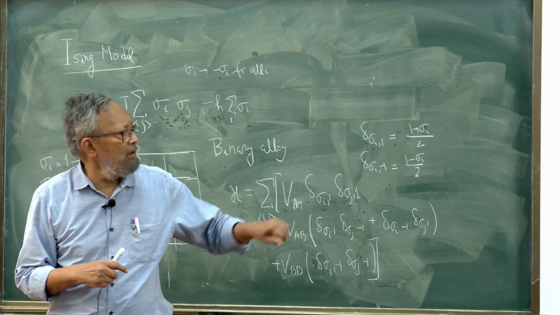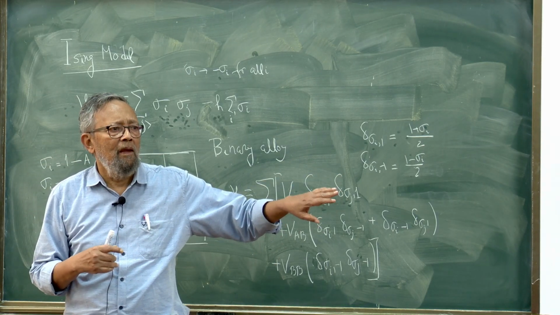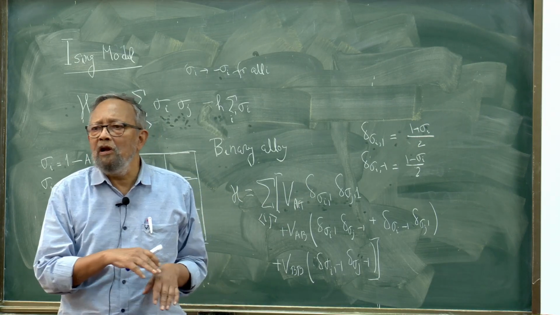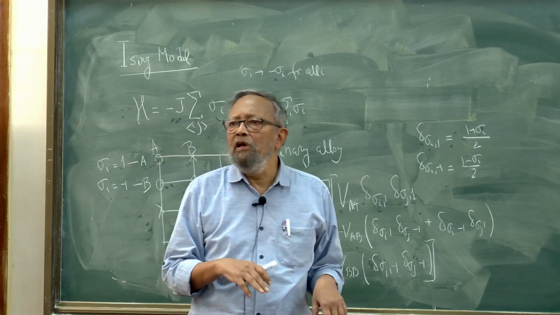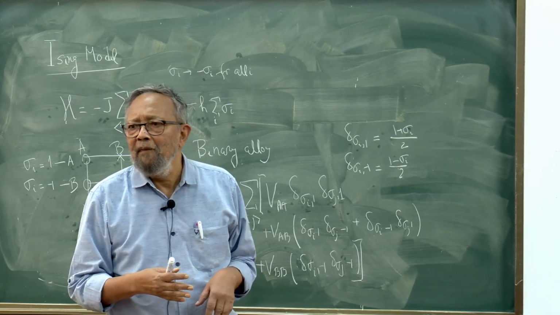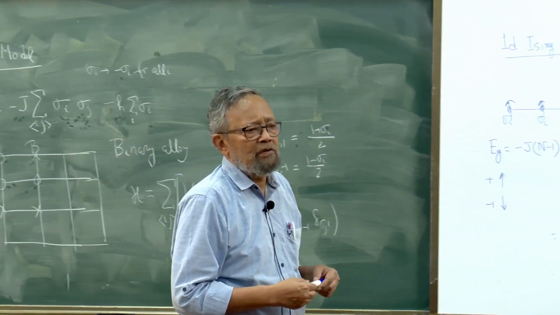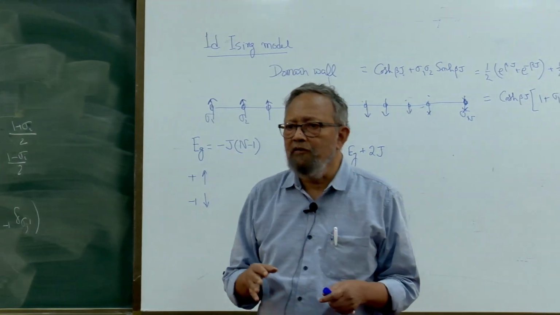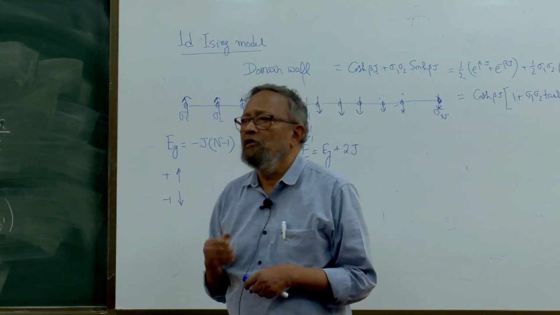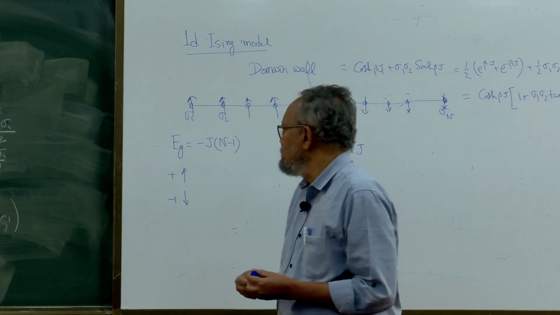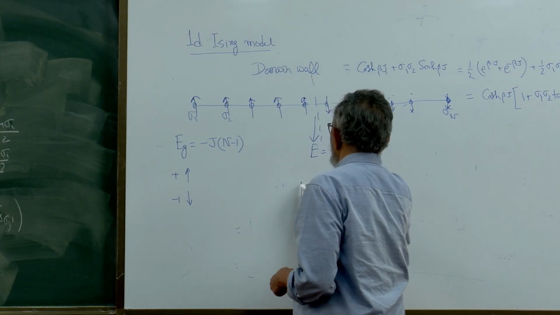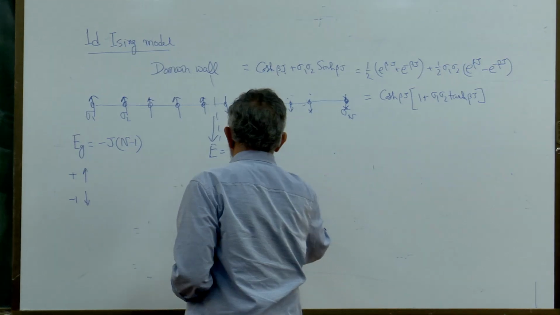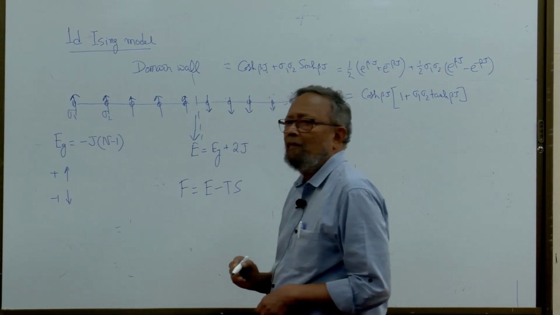So you have a set of excited states. The excitation energy is finite, it's just 2J. But there are many different ways in which you can create this excitation. So in thermodynamics, what does one do? One looks at not just the energy, not just the entropy, but some combination of energy and entropy. In this case, it's the Helmholtz free energy. So one has to look at the free energy, which is E minus T times entropy.